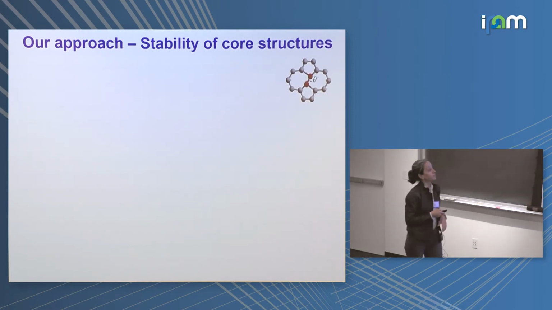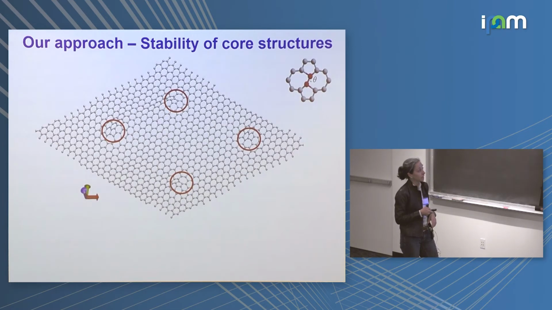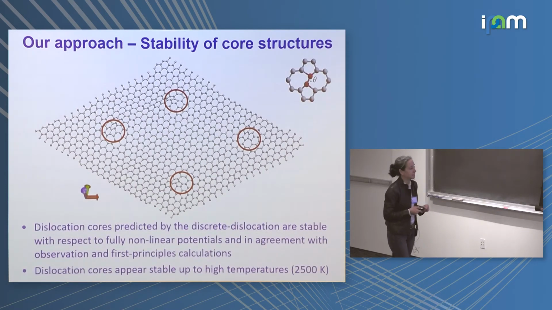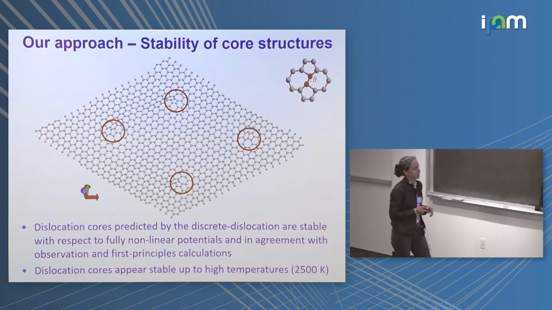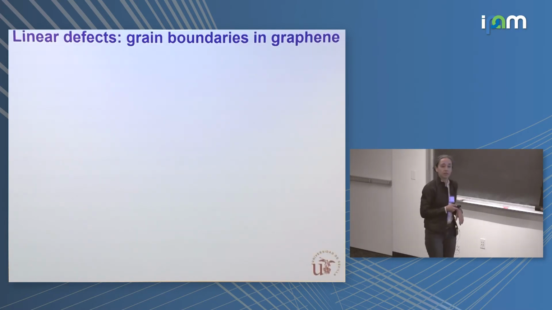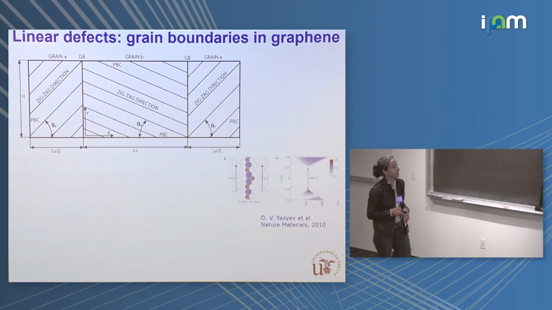So, okay, the stability of those core structures we have checked. And you see here, for instance, the quadrupole configuration. So this harmonic approach is capable of predicting stable core structures, and they are thermally stable too. We have checked that. Okay, so let me talk about linear defects, grain boundaries in graphene.